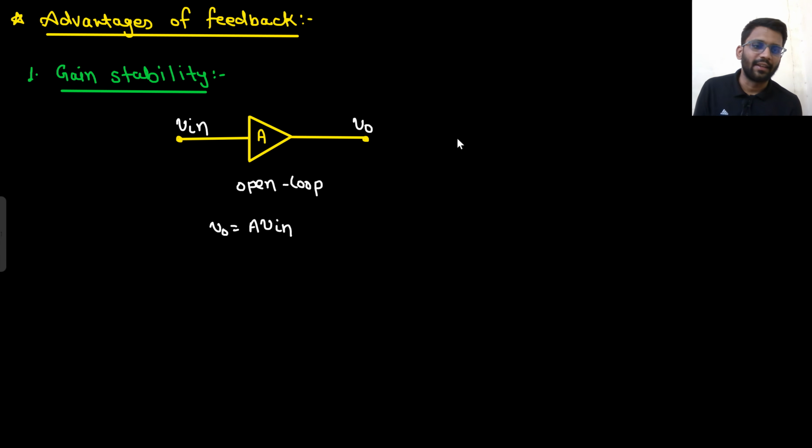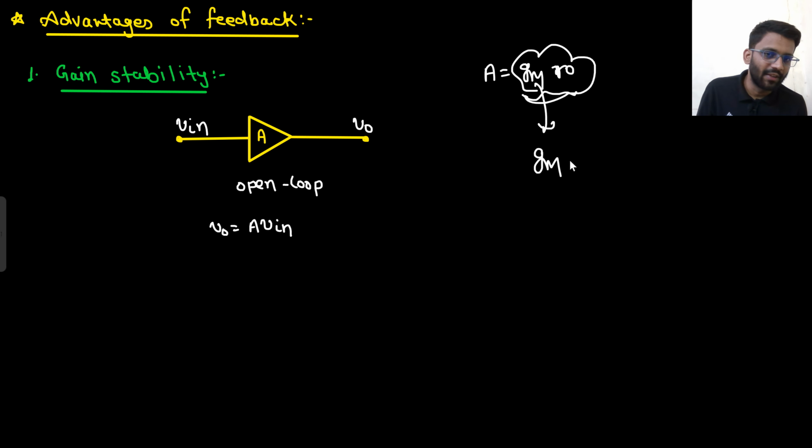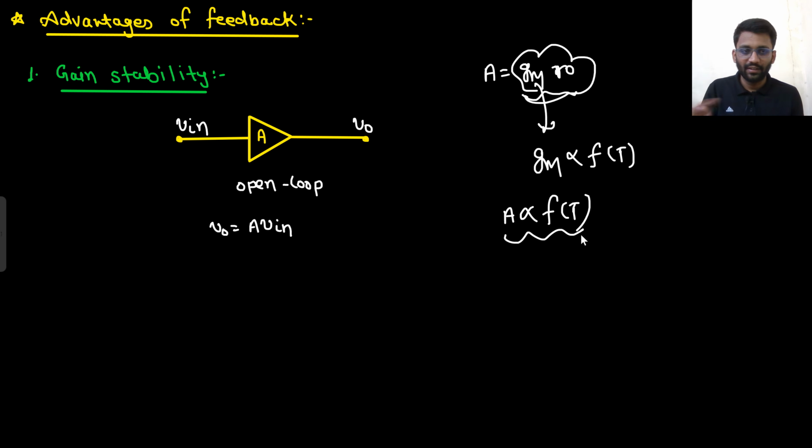Now this is the gain A. What was our gain A when we designed an amplifier? I'm just taking an example of an op-amp, or let's just take a common source amplifier. What was the gain? gm r0. I told you gm can depend on temperature. If you remember, gm is a function of temperature. Now your gain A is also a function of temperature. So your gain A can change. Your gain A is variable. It can change with respect to temperature or any other condition in the circuit, with respect to supply or anything.